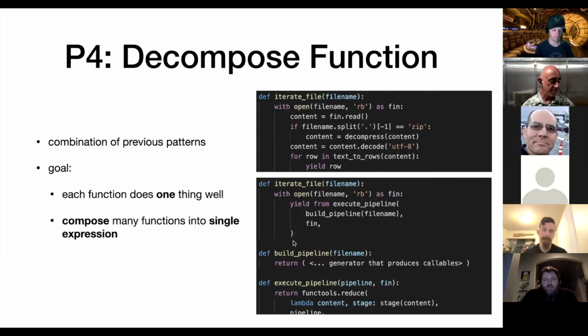So I can look at these. If I wanted to test build pipeline, I test, if I give it a file name, does it give me the right object out? And if I want to test execute pipeline, if I give it a list of functions or a list of callables, which is what my pipeline is, and a file, does it give me back the processed file with all the work done? But at no point am I having to think of, how do I test this for this case and this case? It's more like, given this input, do I get the right output? Okay, good. That ends up being a pretty easy thing to test.